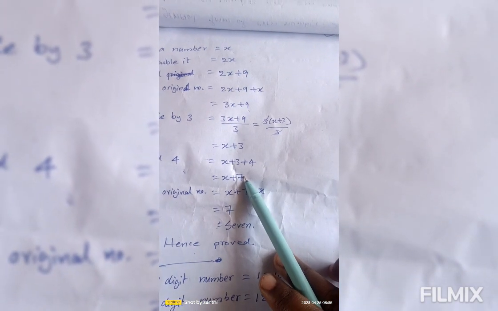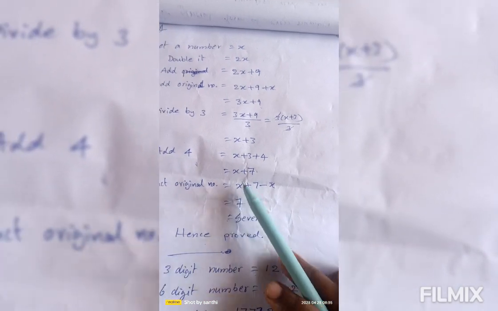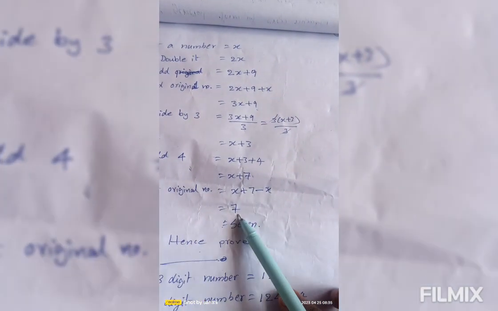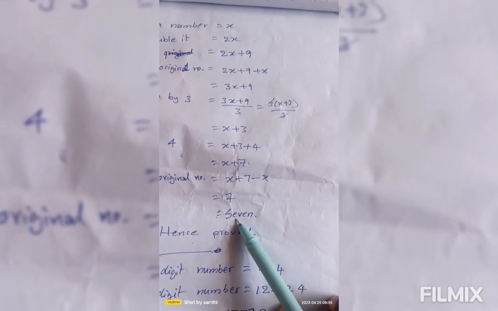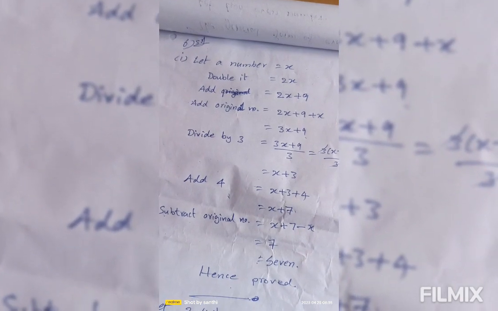And next we have to subtract the given number, subtract the original number, means x plus 7 minus the original number x. X will get cancelled, 7 remains. The answer is 7. That's what they have given. The result is 7. Yes, it is true.